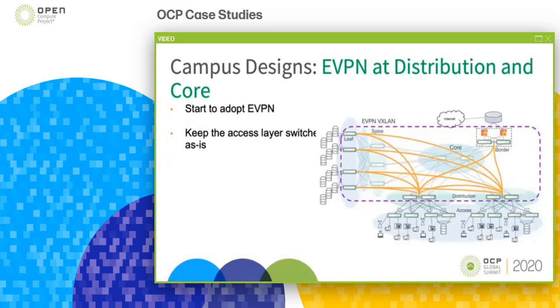The next step up is to use EVPN in the distribution and core. Now, this gets the operator to become familiar with EVPN VXLAN, including how to deploy BGP, including how to automate, and all of the other benefits that I talked about earlier, but without having to touch the access layer where they have the greatest number of switches and where there is the greatest end user impact. So again, this is something that we've seen a bunch of our customers adopt and deploy in the course of the last several years.